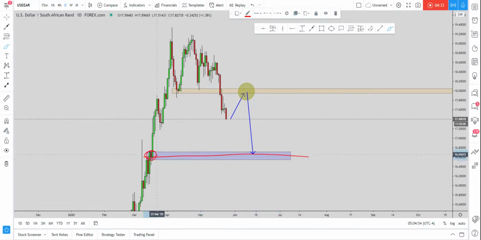First take profit will be this previous resistance, now turned support, the strong demand area given by this red candle here.